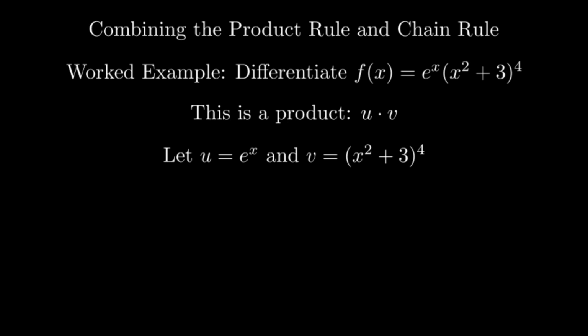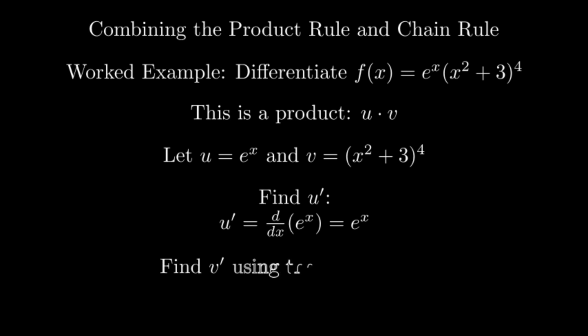Now, we need to find the derivatives of u and v. The derivative of u is straightforward. The derivative of e to the x is just e to the x, so u prime is e to the x. Now for v prime. Notice that v itself is a composite function. To differentiate v, we must use the chain rule.